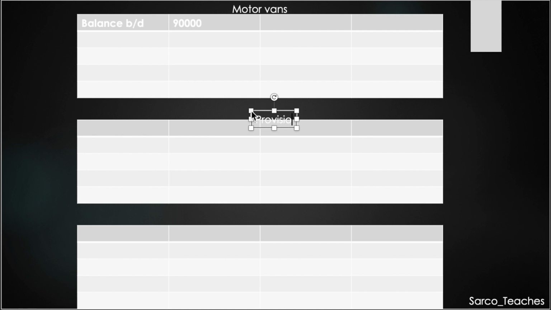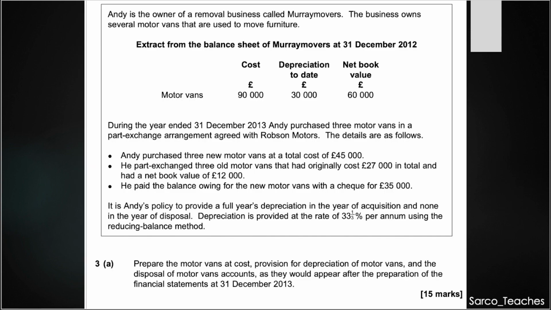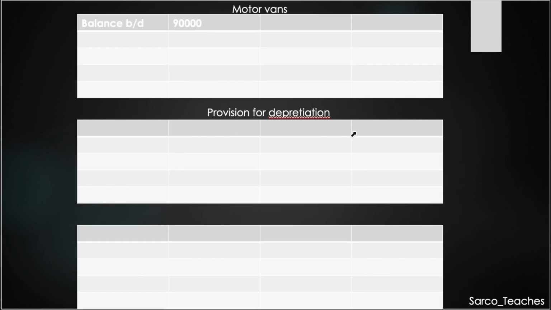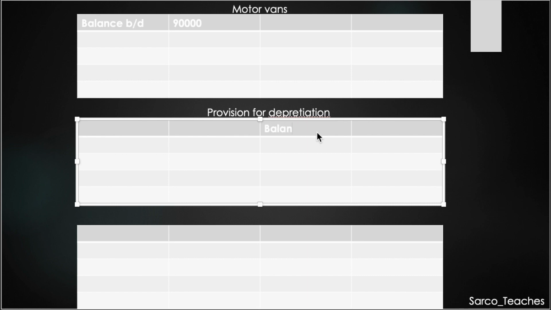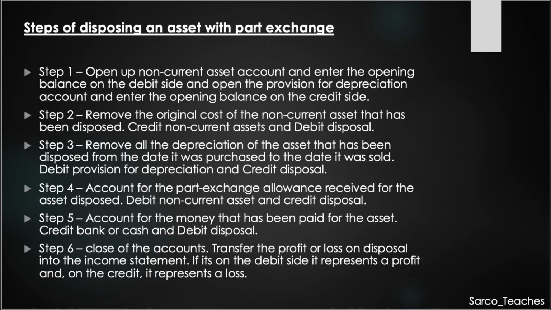We also have to make a provision for depreciation account, which has an opening balance of 30,000. So we write provision for depreciation account for motor vans. And then on the credit side, we write balance brought down, and then we put 30,000. Okay, we've completed step 1. So now we're on step 2.